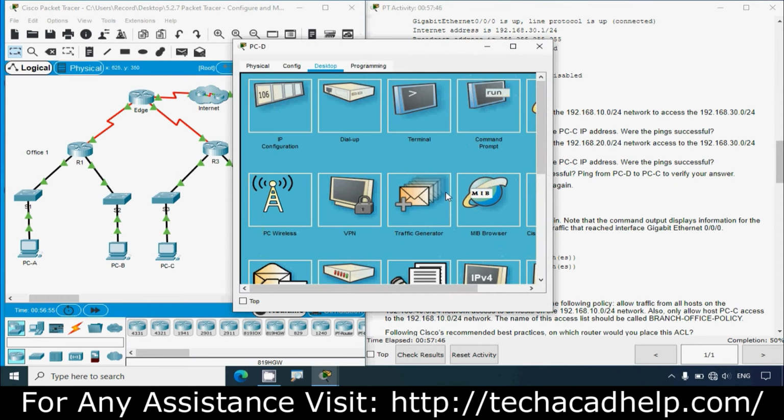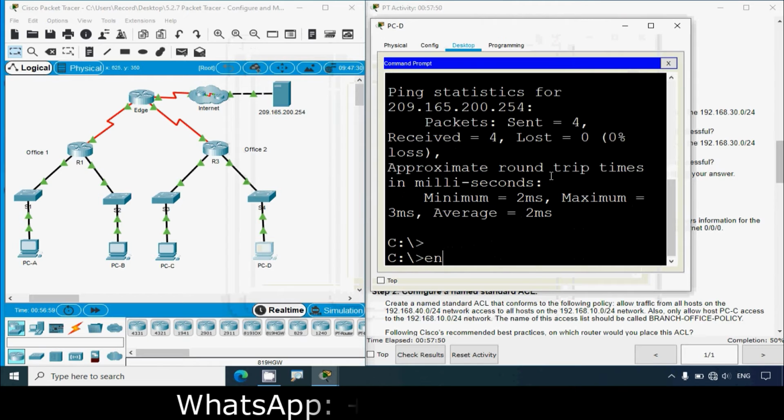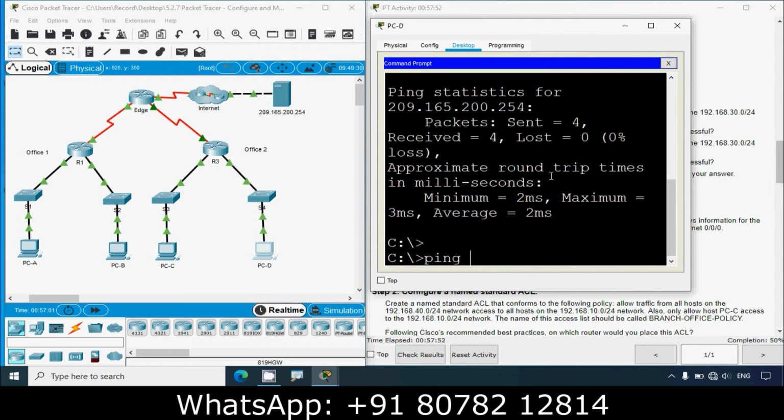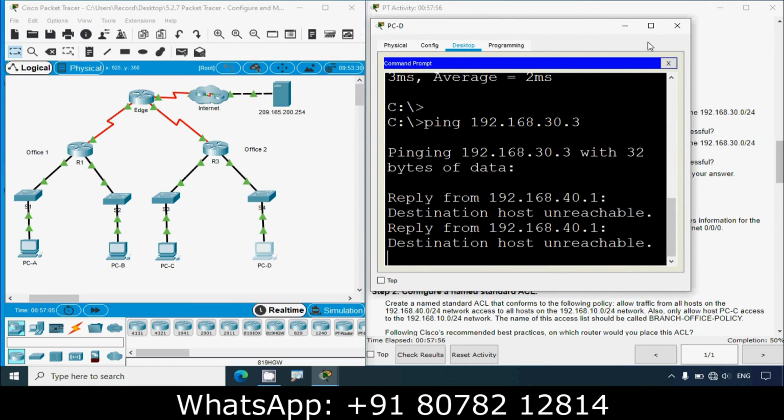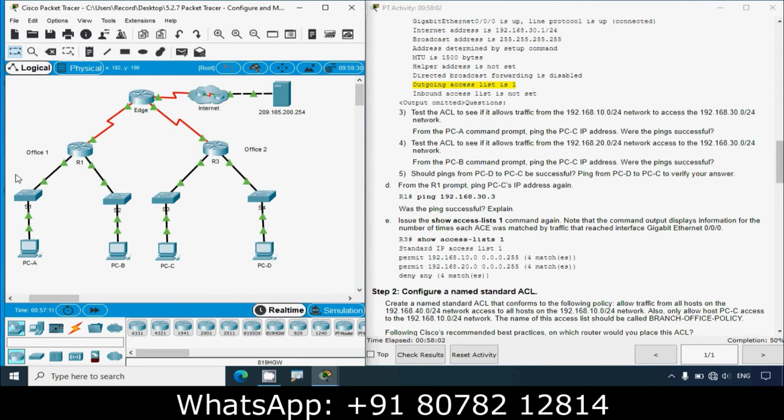So we'll ping from pc-d to pc-c, and it will not succeed. Here we can see destination host unreachable, because only these two networks are allowed to communicate to this network.